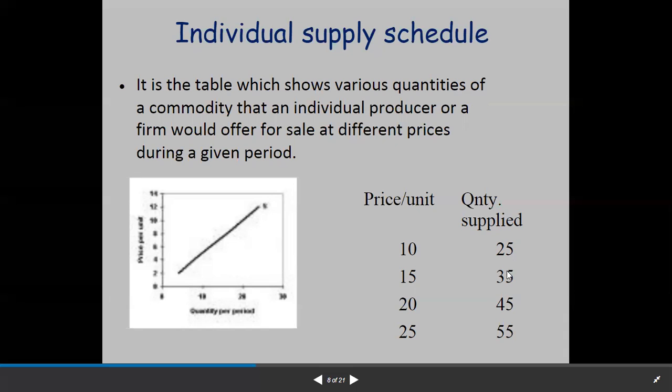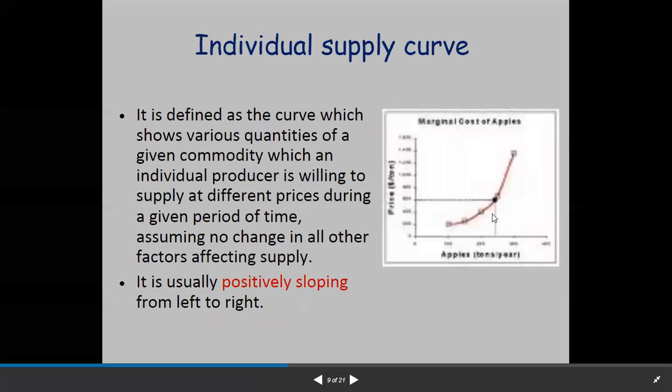So the producer is willing to sell 55 units at the price of 25. When the price is less, that is 10, then the supply is very little, that is 25. According to that they have created the curve here, related to the quantity supplied and the price of the units. It is defined as a curve which shows the various quantities of the given commodity which an individual producer is willing to supply at different prices during the given period of time, assuming no change in all other factors affecting supply. It is usually positively sloping from left to right.